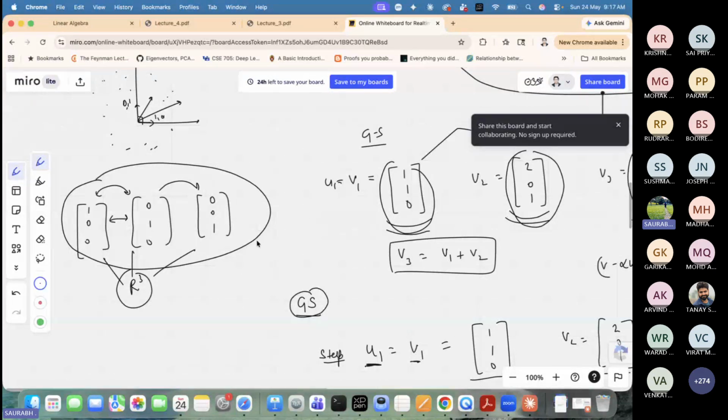So in this particular case, these two, V1 and V3, can also become basis vectors, given that they are independent and using them you are able to exhaust the entire space.